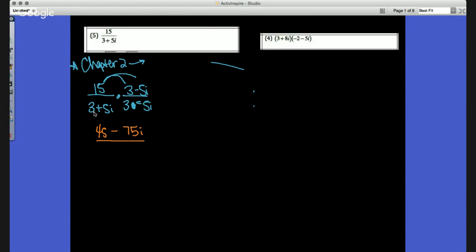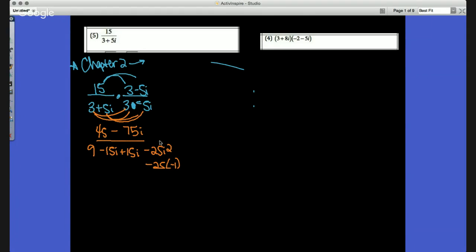And down below, we're going to distribute. So 3 times 3 gives me 9. 3 times negative 5i is negative 15i. 5i times 3 would be 15i. And 5i times negative 5i would be negative 25i squared. Now, negative 25i squared would be the same as saying negative 25 times negative 1.